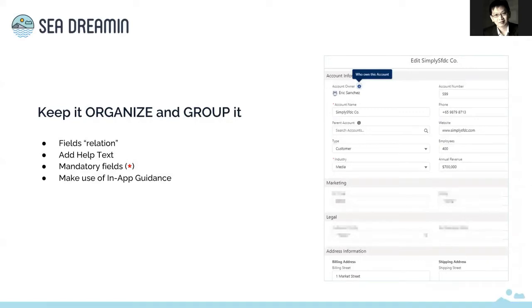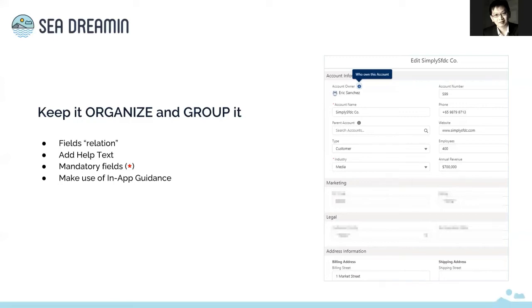Keep it organized and group it. What I mean here, right? Let's say you have a bunch of fields for marketing. Group them together in sections, and you have another 5 fields for legal. Group them together, so at least people know, oh, this field is related to legal, this field is related to marketing. Add the help text. This will help your users to understand what the field is about. Maybe someone who has been using the system for a while may be aware, but for the new joiner, this will help them.